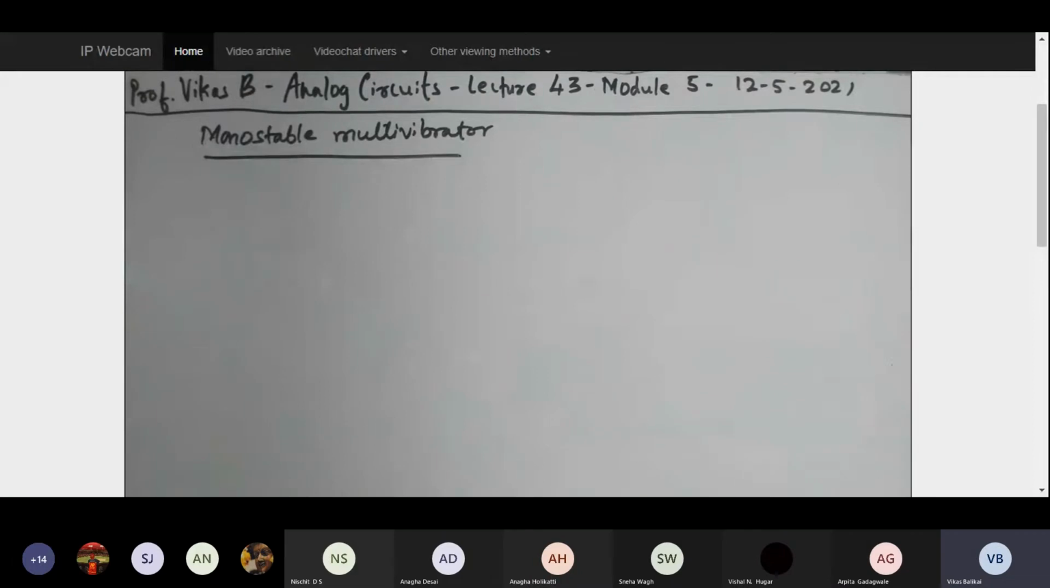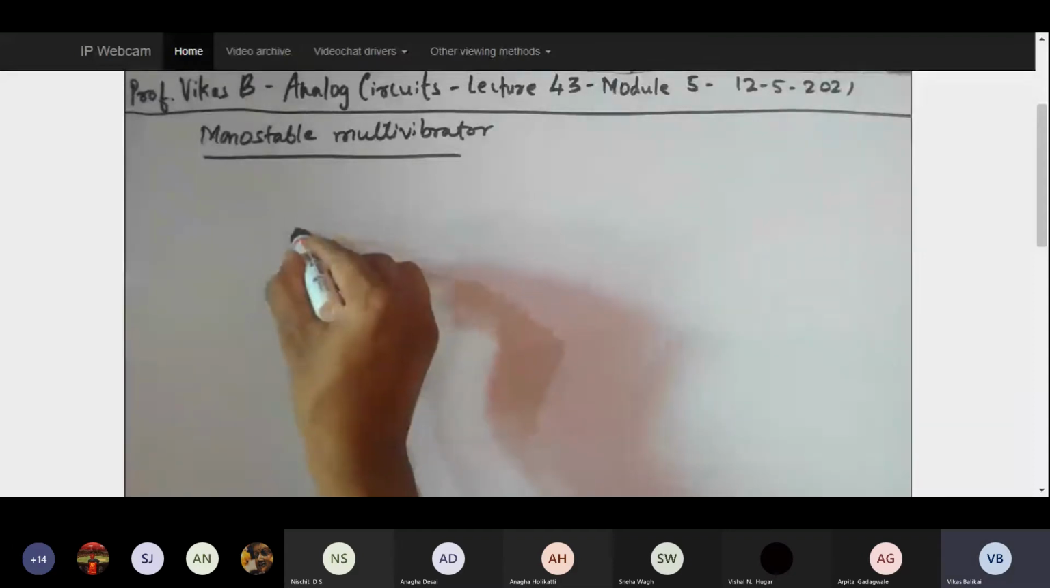Now, as a part of that first application, we are going to have a discussion on what is known as the monostable multivibrator. Now, why is it called monostable? I'm going to give you the answer for this once we go through this entire explanation. So let me first draw the circuit for this structure.